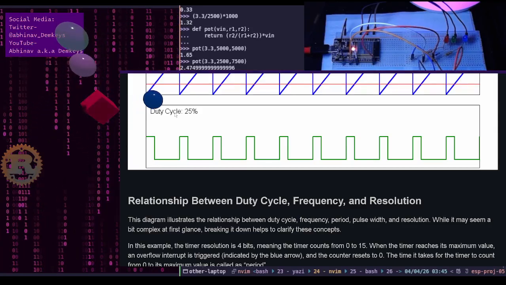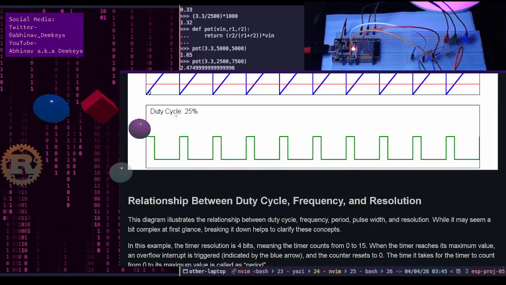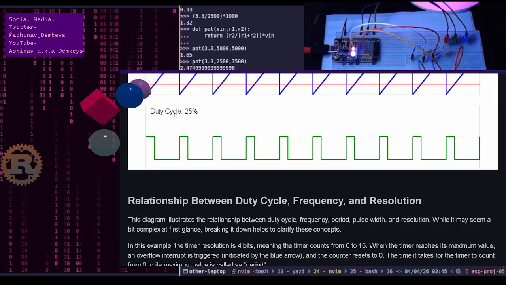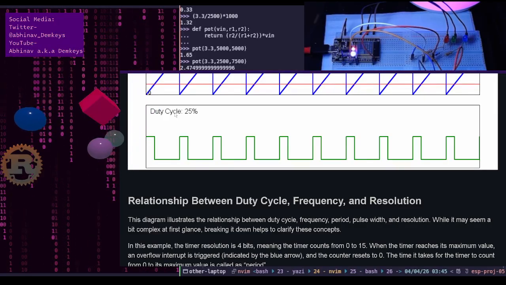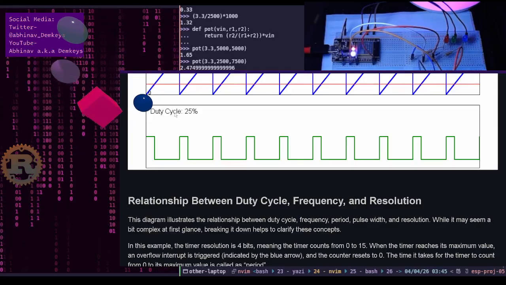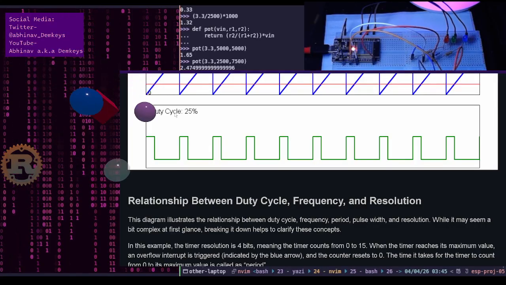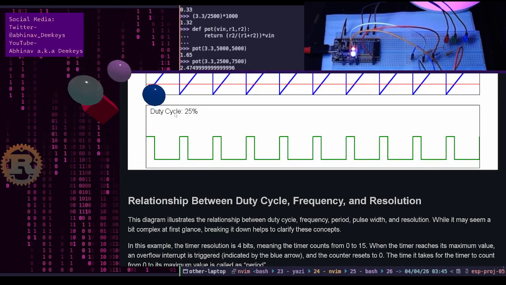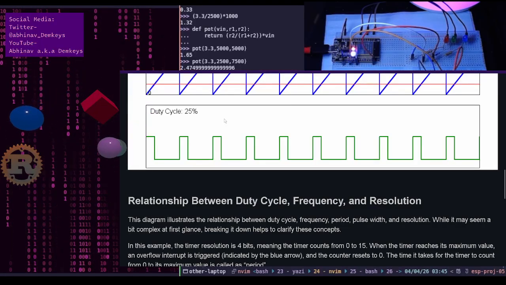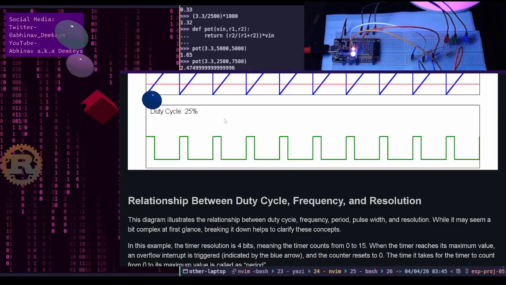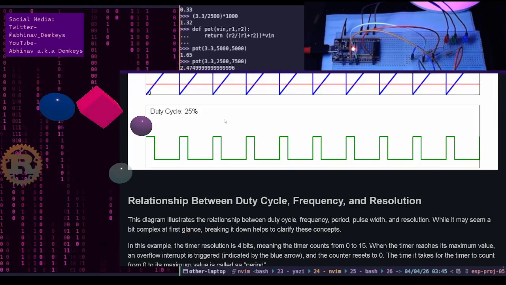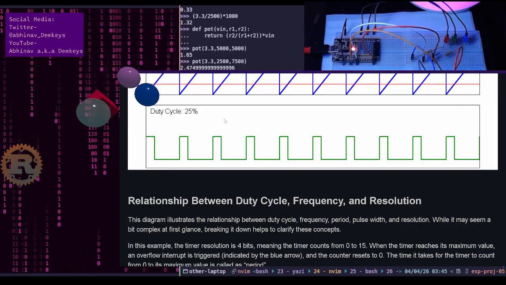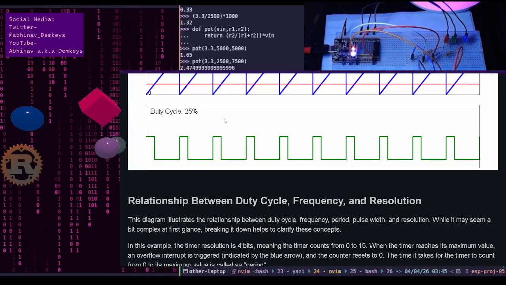Okay, rather than that, duty cycle is to mean only the percentage of the period that the signal stays on.